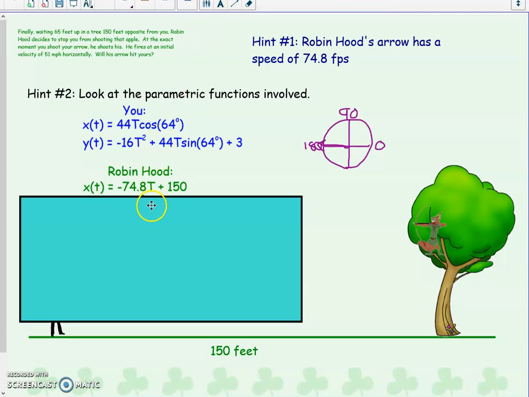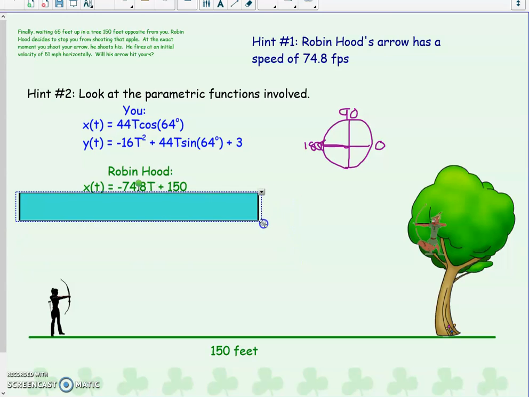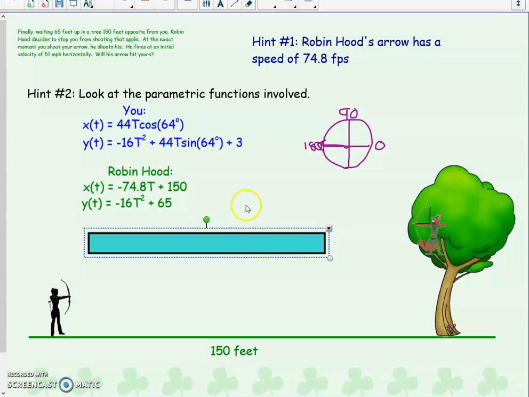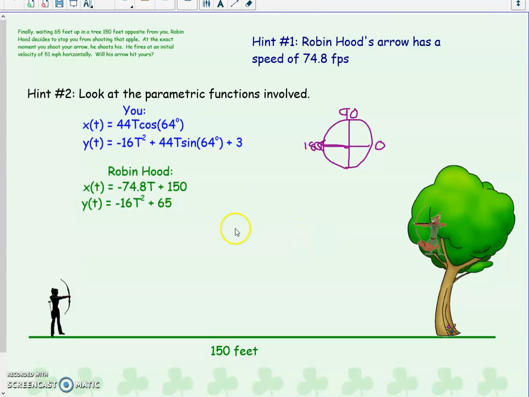And finally, what about the y values? Now this part I think is very tricky for kids, and I think they really struggle with the y values here. But this is the y value I got. And let's talk about this. The -16t squared we know is gravity.